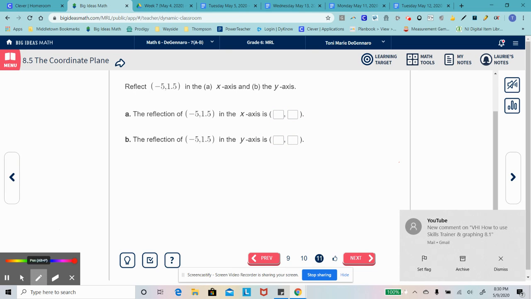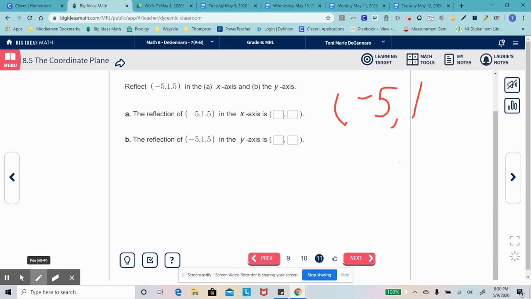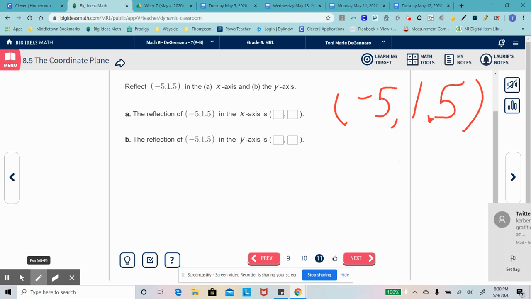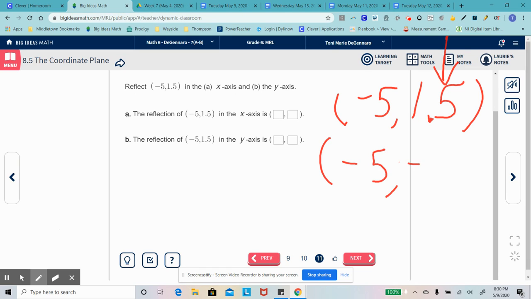So for number 11, we have negative 5 comma 1.5. All right, so we are going to find the reflection of negative 5, 1.5 in the x-axis. So try to think to yourself, which one are we changing? If you said we're changing the y, you are correct. So it's going to be negative 5 comma negative 1.5. You're doing the opposite. So that was for A.